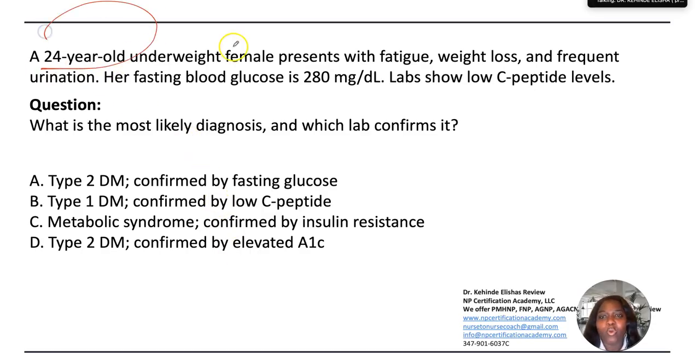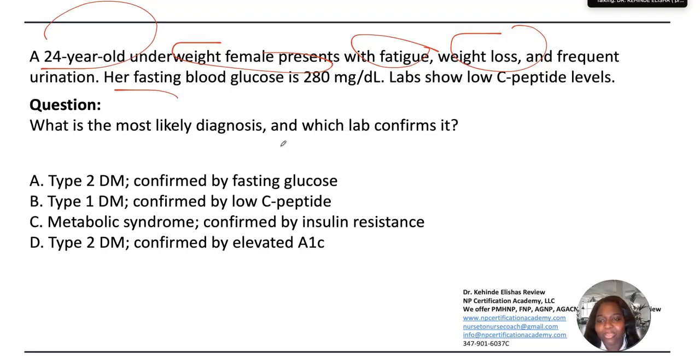The 24-year-old underweight female presents with fatigue, weight loss, frequent urination. Her fasting blood sugar is 280 milligrams per dL. Lab shows C-peptide levels. What is the most likely diagnosis and what lab confirms it? That is a double dip right there.